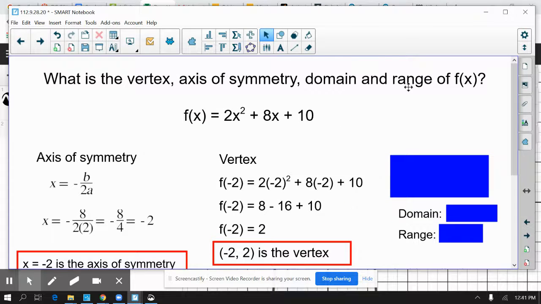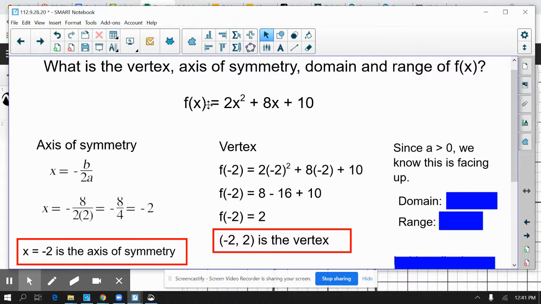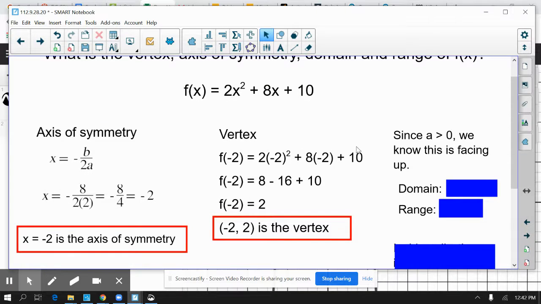And what else? The domain and the range. Well, the a value is 2, which is +2, so it's greater than 0. So this parabola is facing upwards. Since it's facing up, it must have a minimum, and the minimum occurs right at the vertex. The minimum y value is 2, and every other y value is greater than 2. So the range is from 2 to infinity.